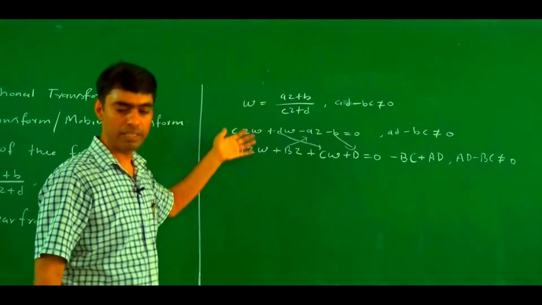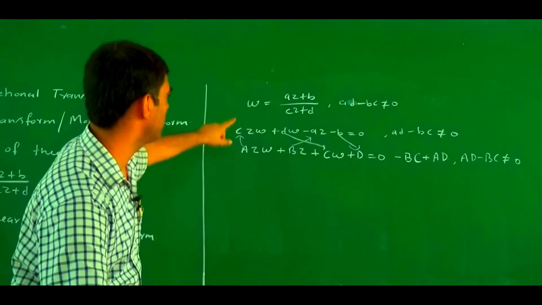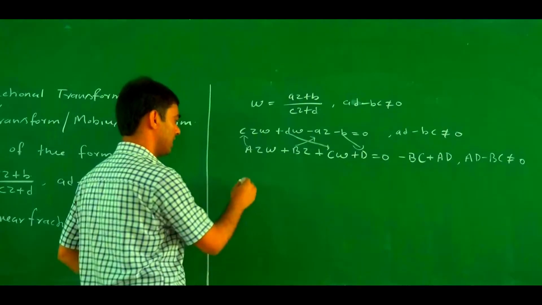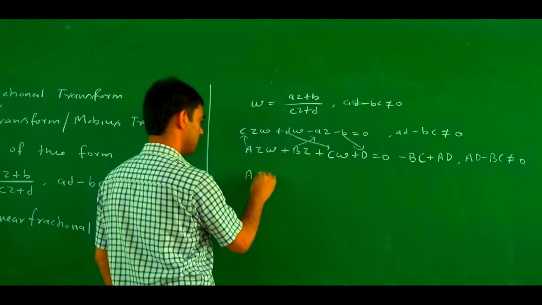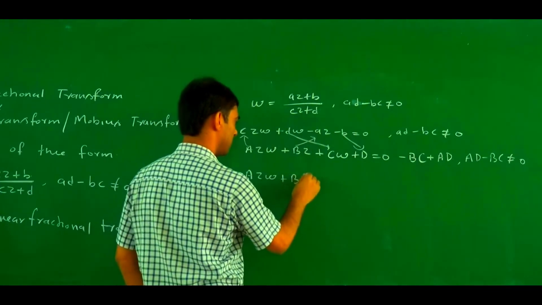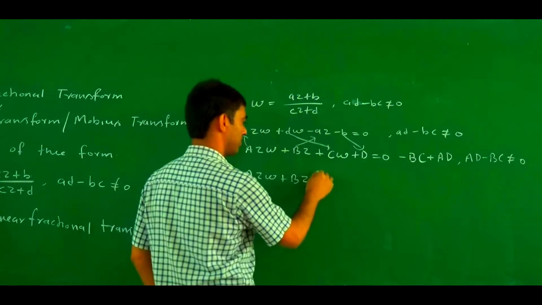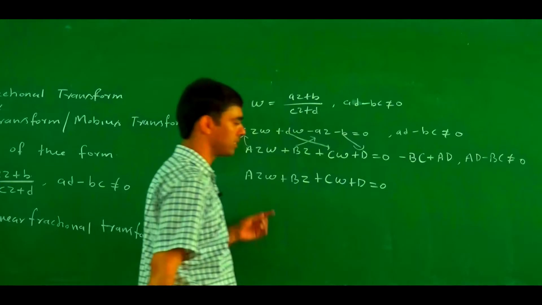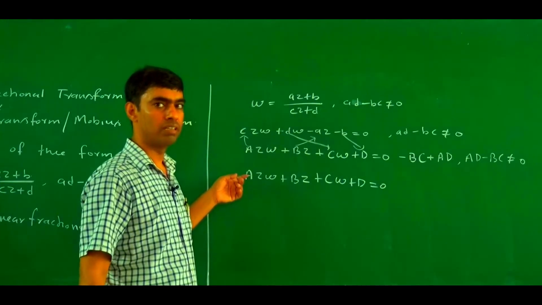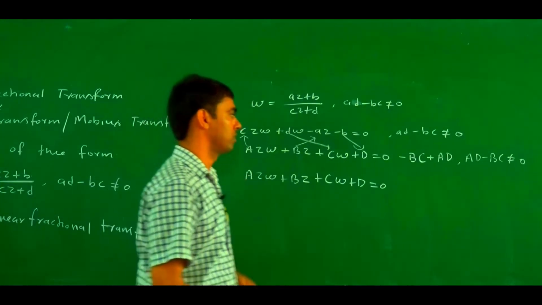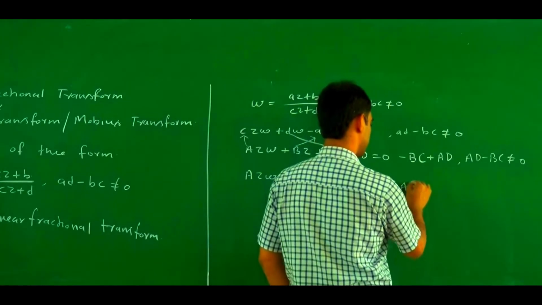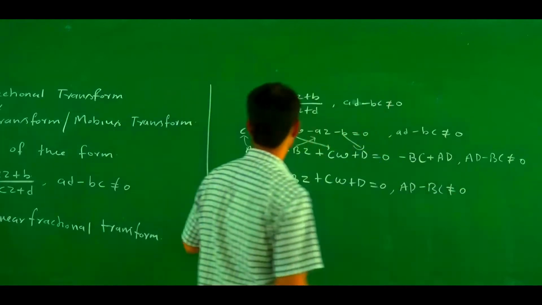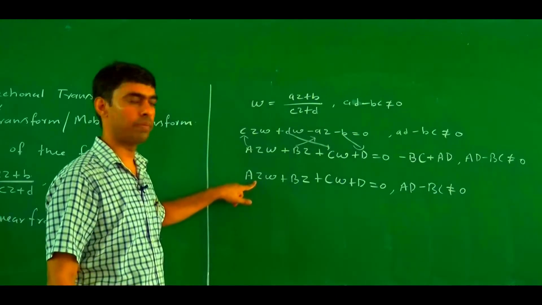So what is the equivalent form of W equals (AZ plus B) divided by (CZ plus D)? It becomes AZW plus BZ plus CW plus D equal to 0. This one is also called a linear fractional transform, provided AD minus BC does not equal 0. This form is equivalent to the previous form.